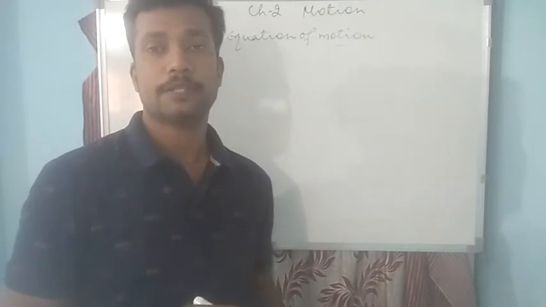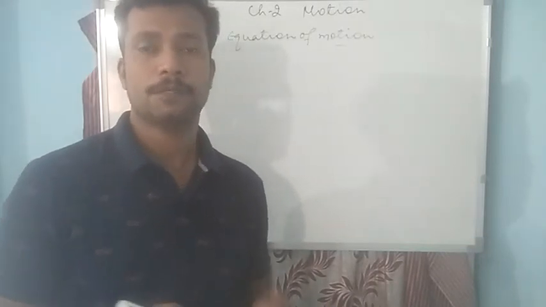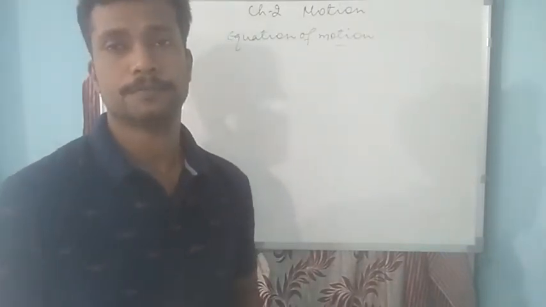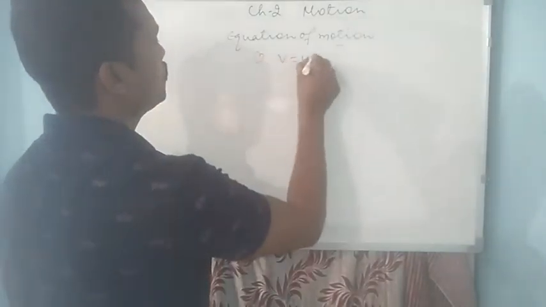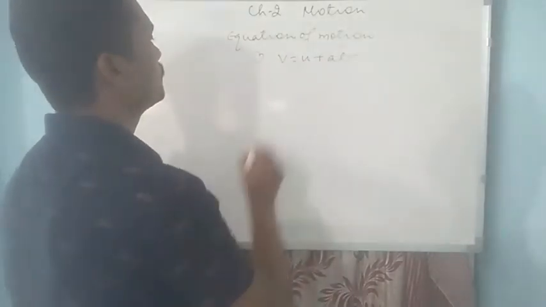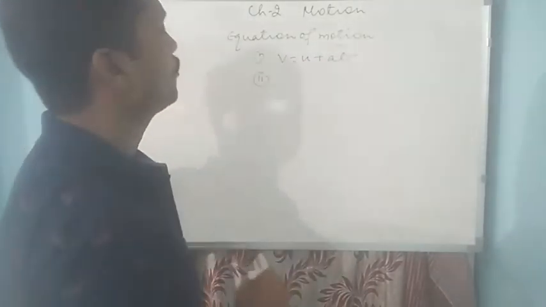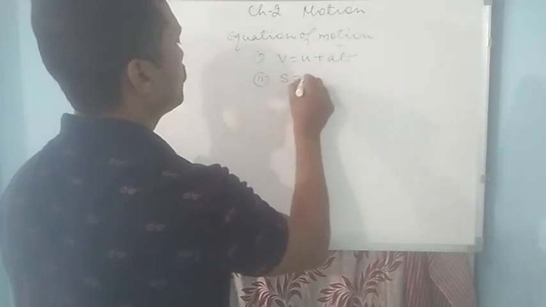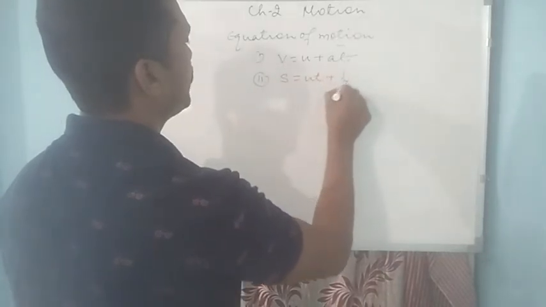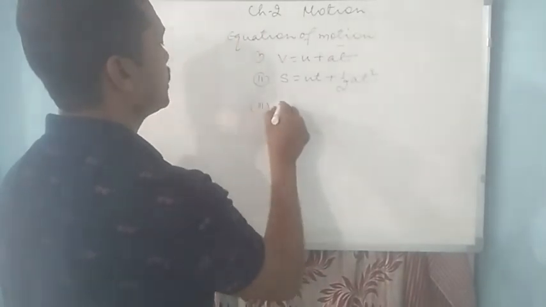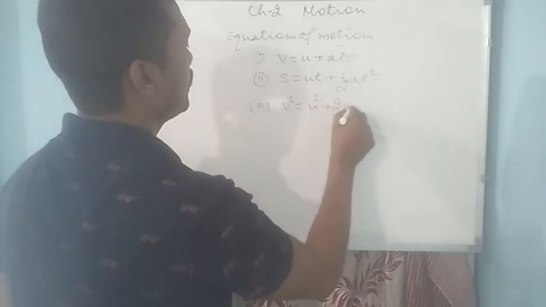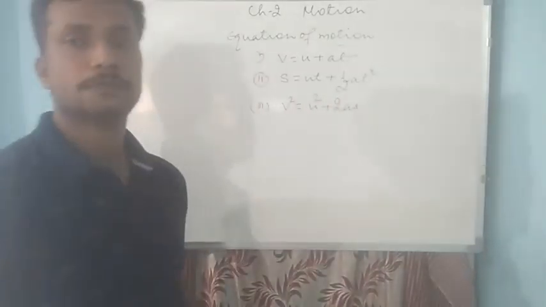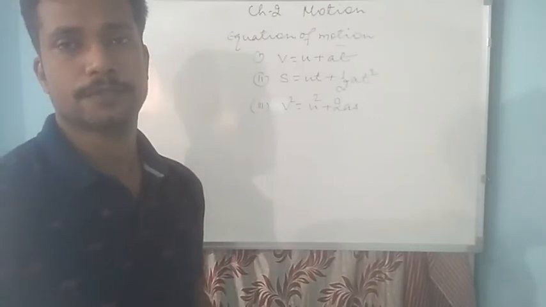For a body moving with uniform acceleration, there are 3 equations of motion given. First equation of motion is v is equal to u plus at, and second equation of motion s equal to ut plus half at square, and third equation of motion is v square is equal to u square plus 2as. So you can see these are the 3 equations of motion.